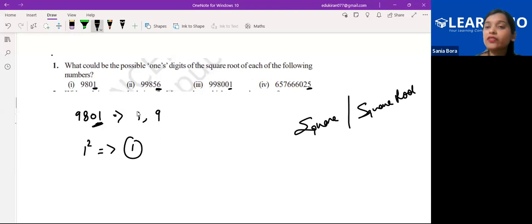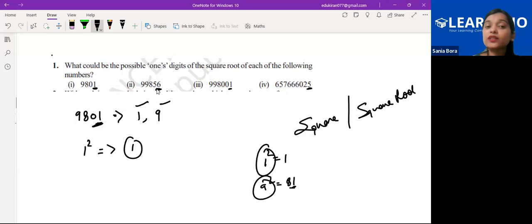You have to find the question here, that it is ending with 1. So what can be the possible thing? 1 square is also 1. So that means, ma'am, 1. And 9 square is also 81. So 1 is here. That's why the answer is 1 and 9. Clear, everybody?